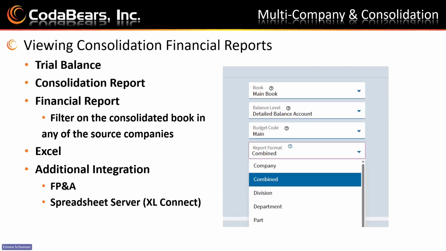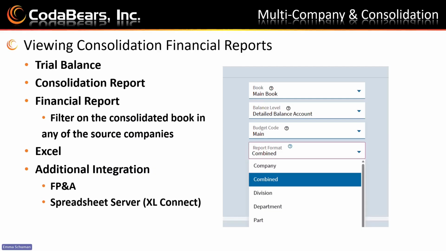Viewing consolidation financial reports. Obviously, we have the trial balance. You also have the consolidation reports. You can also run financial reports from Epicor. If you have set up your financial report using Financial Report Designer, you will want to make sure you review that and make sure it is set up to include child consolidated values. From there, you would be able to run the financial report using this report format called Combine.